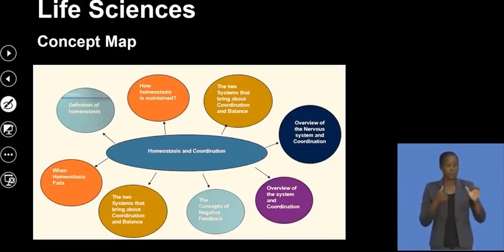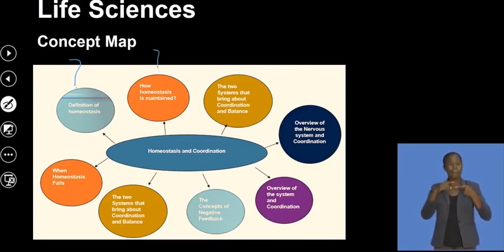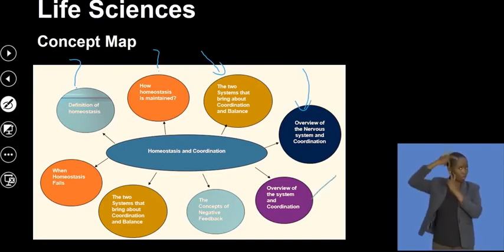So let's look at the concepts that we're going to discuss in our lesson today. We're going to unpack what the definition is of homeostasis. We're going to look at how homeostasis is maintained in the body. We're going to unpack the two systems that bring about balance and coordination. We're going to have an overview of what the nervous system is and how that coordinates body functions. We're going to have an overview of what the endocrine system is.